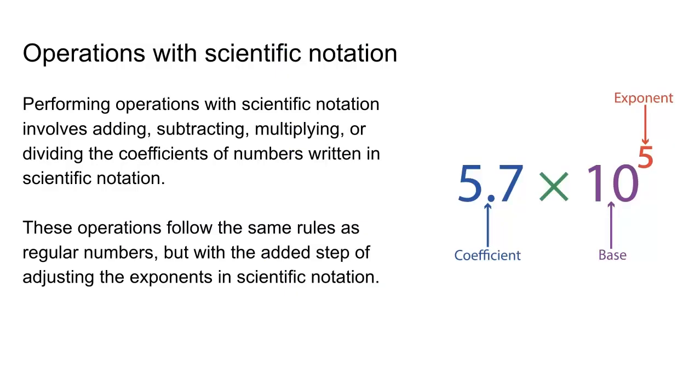Now let's learn how to perform operations with scientific notation. Performing operations with scientific notation involves adding, subtracting, multiplying, or dividing the coefficients of numbers written in scientific notation. These operations follow the same rules as regular numbers, but with the added step of adjusting the exponents in scientific notation. So just to review, the number in front, or the A, is the coefficient, which in this case is 5.7, times 10, which is the base, to the nth power, which is the exponent.